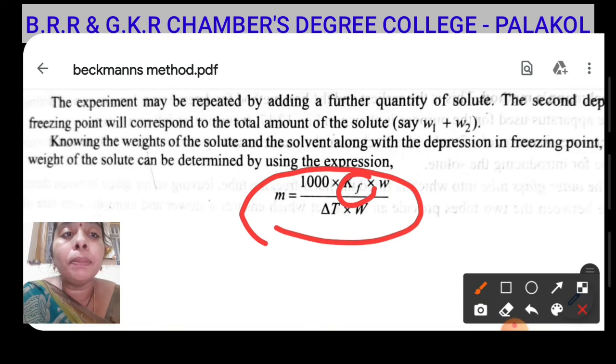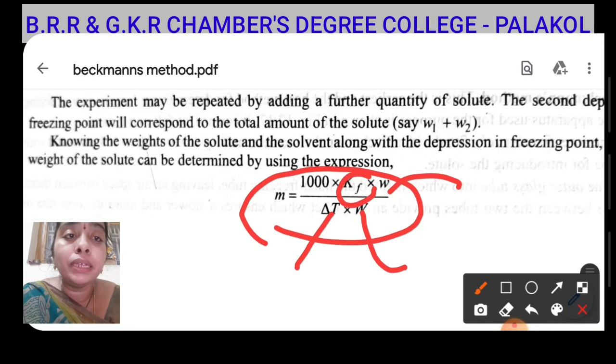Kf is the depression in freezing point constant, called the cryoscopic constant. Small w is the weight of the pure solvent, capital W is the weight of the solute, and delta T is the depression in freezing point.